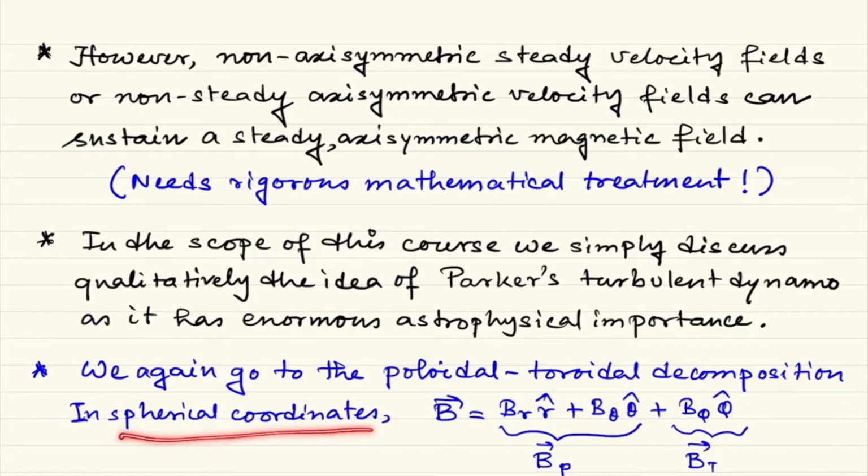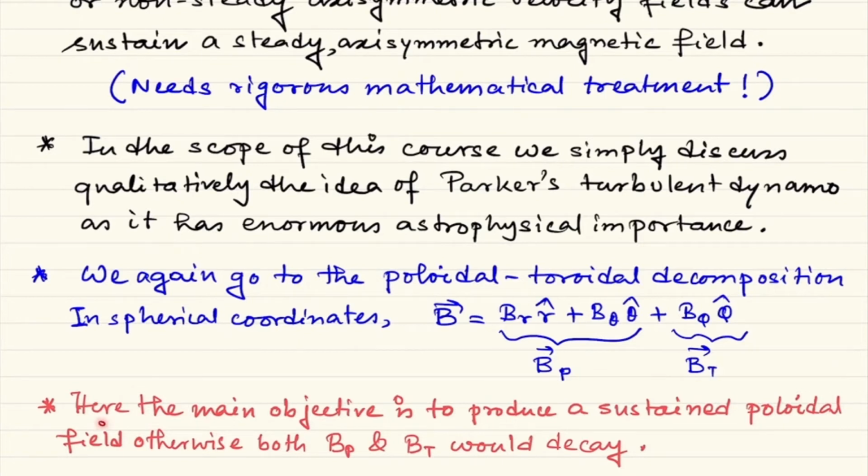So in spherical coordinates, if we write any vector, let's say the magnetic field, B_r r-cap plus B_theta theta-cap plus B_phi phi-cap, then this azimuthal component can be identified exactly to be equal to the toroidal component. The rest is nothing but the poloidal component.